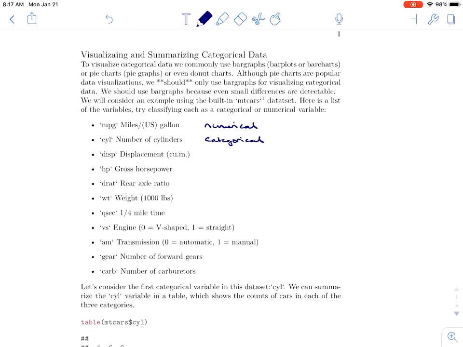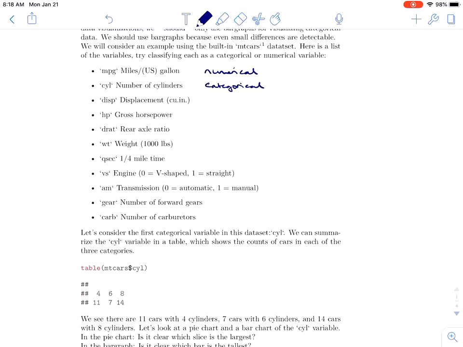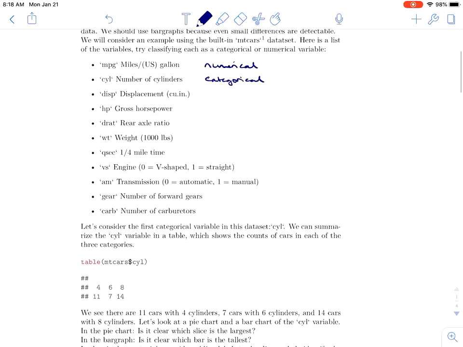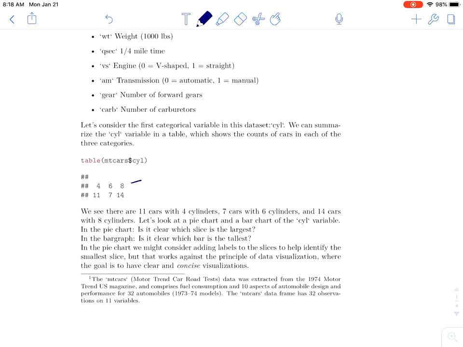Like I said, it'll be good practice if you go through those. Even just by reading the descriptions, you'll most likely be able to tell which one's numerical and which one's categorical. For this little example, I decided to use the number of cylinders. When we make a table of the number of cylinders, we can have either 4, 6, or 8 cylinders. So these are the categories.